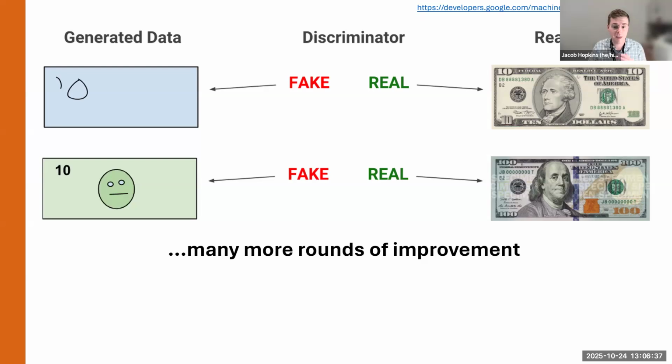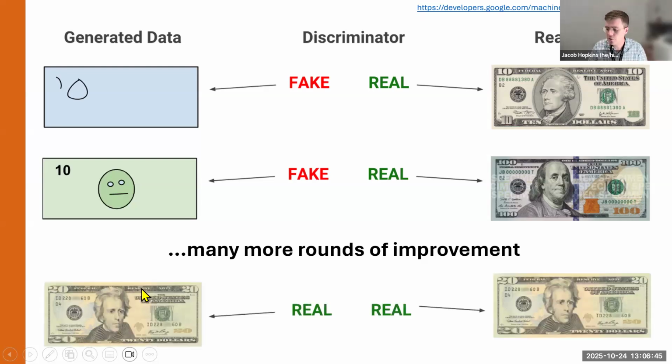This happens over the course of thousands and thousands of rounds, sometimes really quickly, in the matter of seconds, until eventually the generator creates a fake, in this case a fake dollar bill, that looks so realistic that the discriminator is no longer able to tell the difference between the fake image or the fake piece of media and an example of what that real thing is.